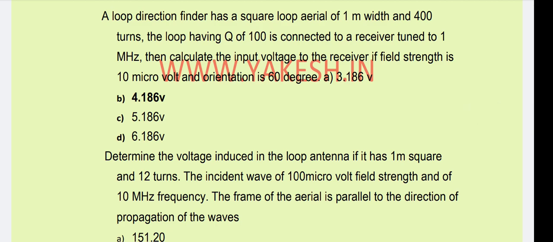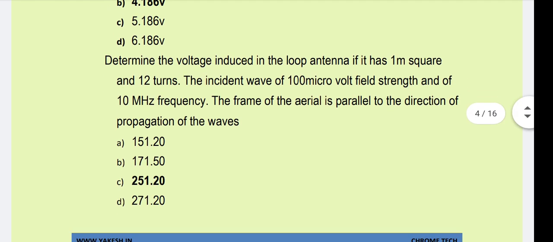A loop direction finder has a square loop aerial 1 m with 400 turns. Loop having Q of 100 is connected to a receiver tuned to 1 MHz. Calculate the input voltage to the receiver if the field strength is 10 microvolts and orientation is 60 degree. Option B is the answer, 4.186 volt.